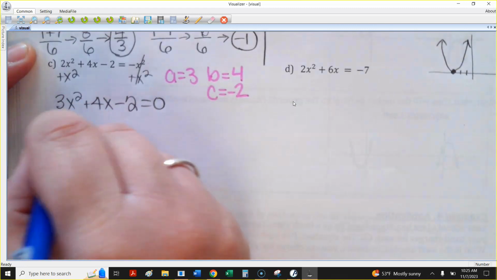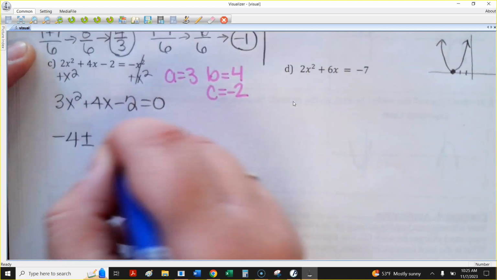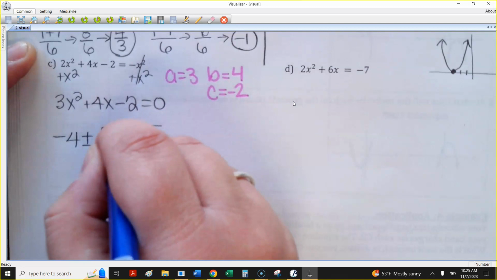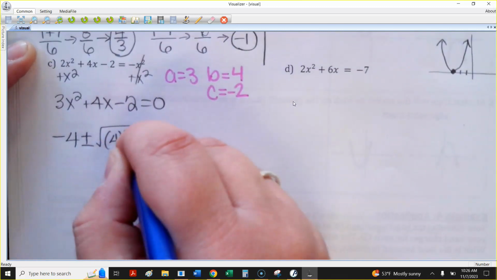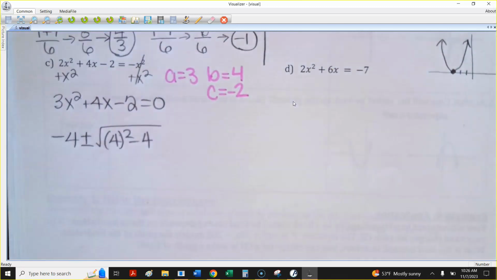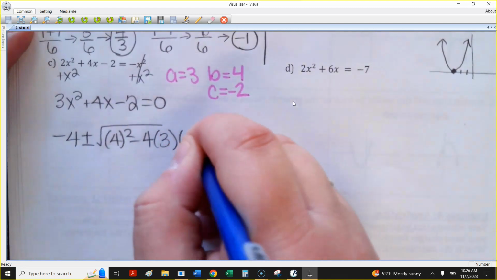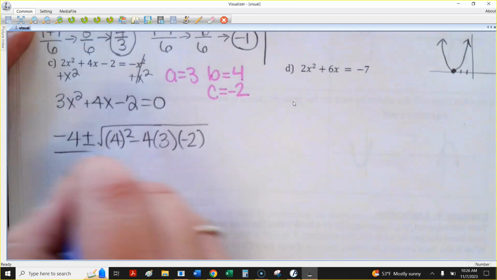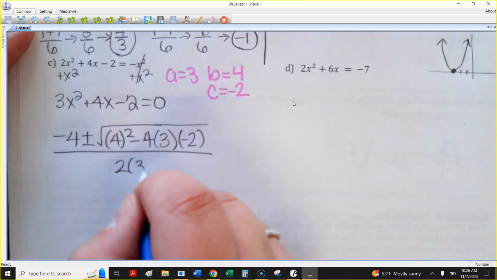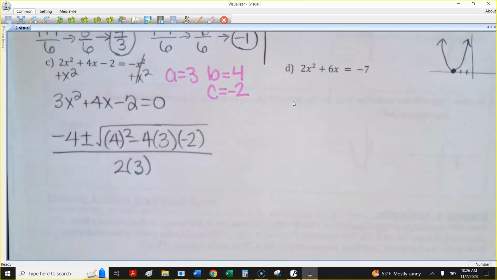Opposite of b would be negative 4 plus or minus the square root of 4 squared, so b squared, minus, sorry to use all the 4s, 4 is part of the formula, 4 times the a value, which is 3, times the c value, which is negative 2. Everybody over 2a, which would be 2 times 3 for this question.